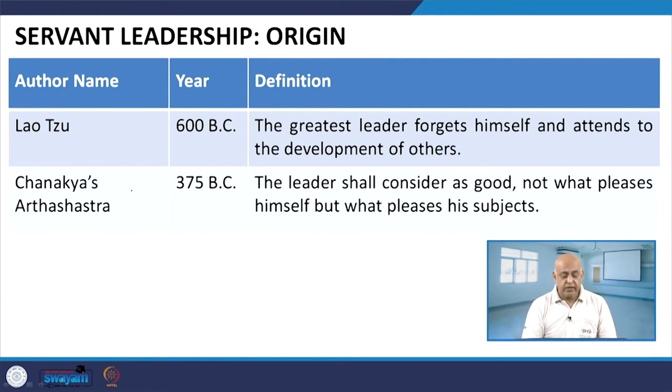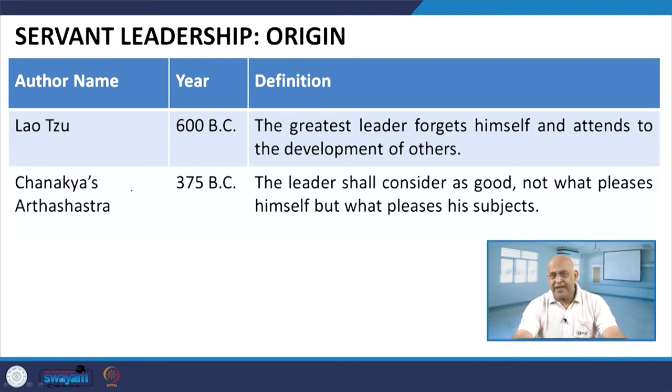Lao Tzu, in 600 BC, said the greatest leader forgets himself and attends to the development of others, right? So that is servant leadership. In Chanakya's Arthashastra, 375 BC, the leader shall consider as good not what pleases himself, but what pleases his subjects. Subjects means their followers, right? A beautiful definition given by Chanakya.